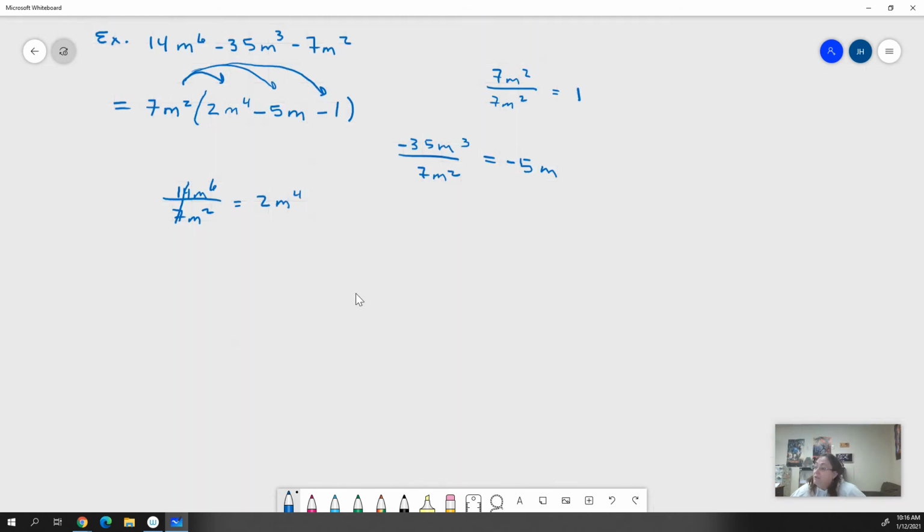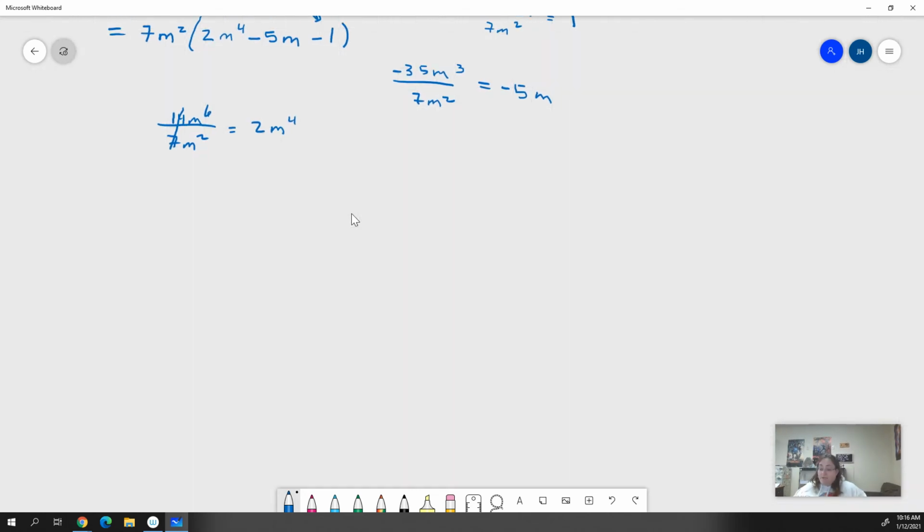The only other thing I'm going to show you right now is the little chart, because I go into the division of trinomials and we're really only talking about factoring trinomials.